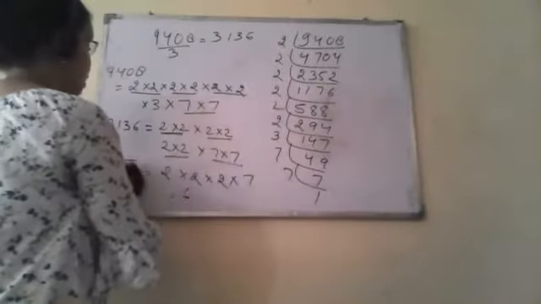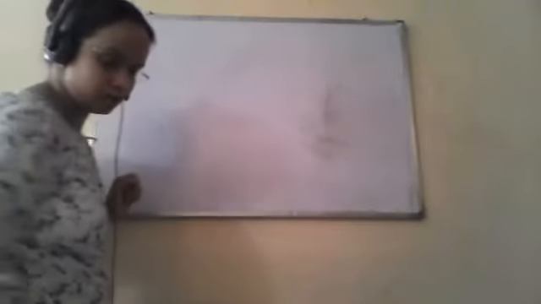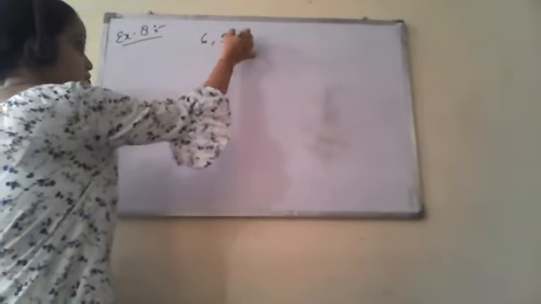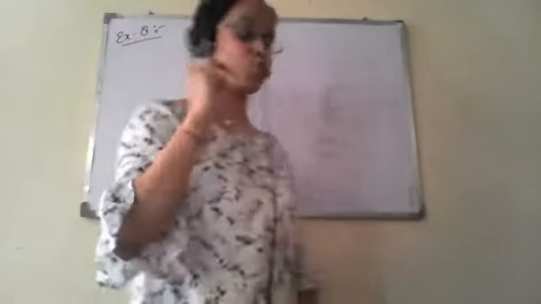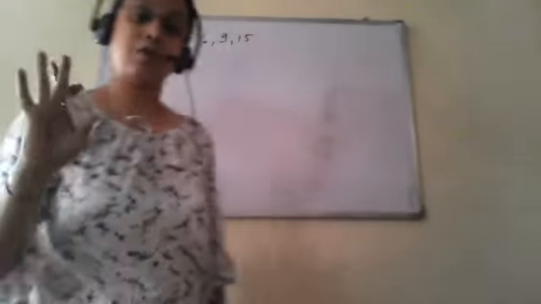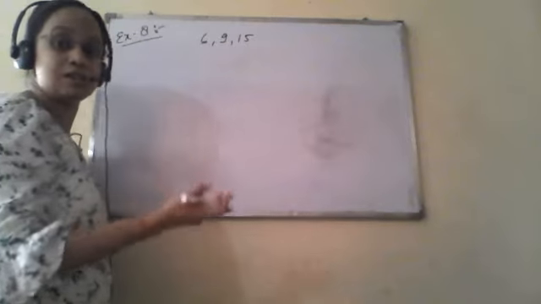Good. So now example 8. In example 8 we have to find the smallest square number which is divisible by each of the numbers 6, 9, 15. Okay. So in such questions, where three numbers are given, we have to find the smallest number which is a square and which is divisible by 6, 9, 15. First we have to find the LCM of the given numbers.